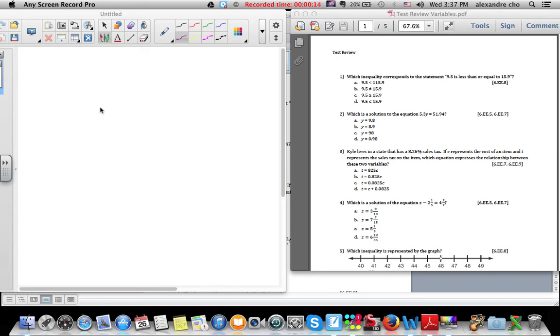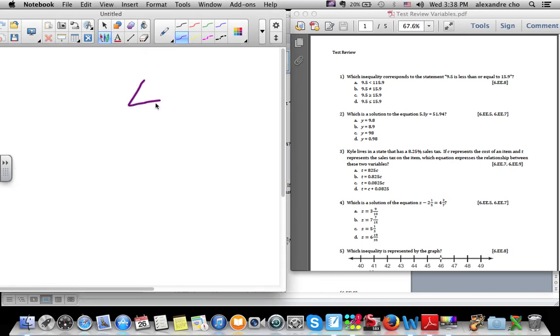Number one, which inequality corresponds to the statement 9.5 is less than or equal to 15.9? So, less than or equal to. I like the fact that all the questions here are multiple choice, so we can actually work on some strategies. The one thing we know is that the inequality sign is going to be less than or equal to. So if the multiple choice does not have this sign, you can automatically throw it out.